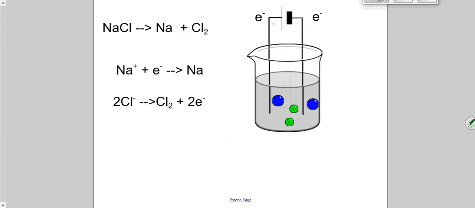So what's actually going to happen when I have sodium chloride and I force this reaction to happen by running electricity through it? Sodium chloride is just table salt, and we know that it is never going to spontaneously just decompose to form sodium metal and chlorine gas. That won't ever happen on its own, and thank goodness for that. But if I run enough electricity through it, then I can get this reaction to happen.